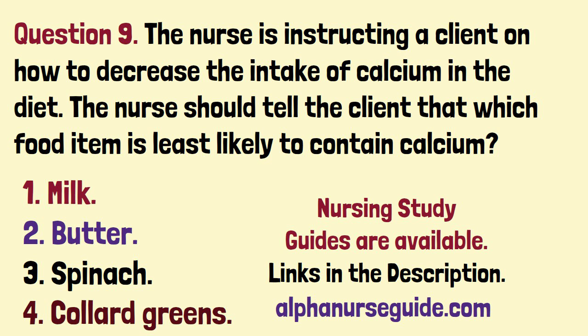The correct answer is 2. Butter. Rationale: butter comes from milk fat and does not contain significant amount of calcium. Milk, spinach, and collard greens are calcium-containing foods and should be avoided by the client on a calcium-restricted diet.